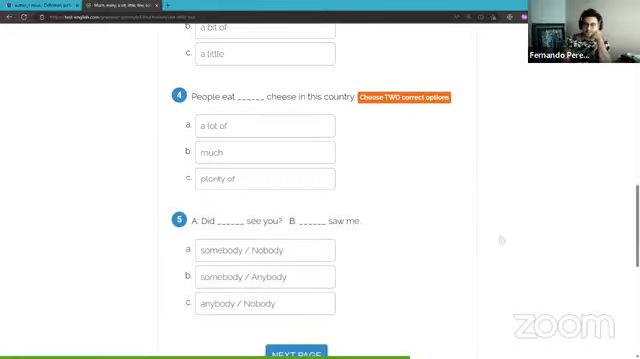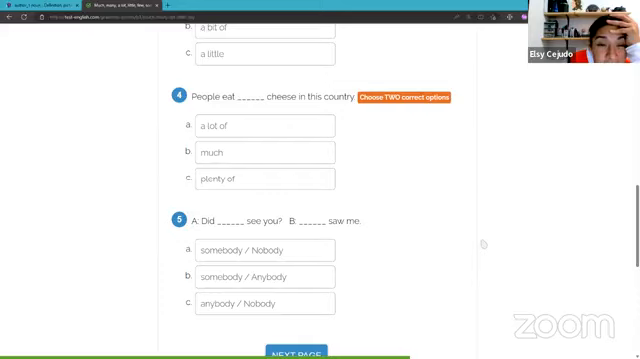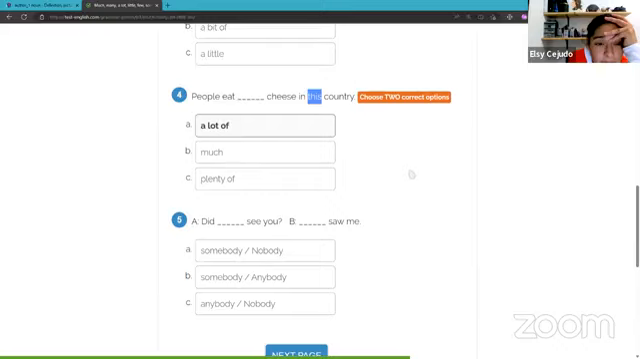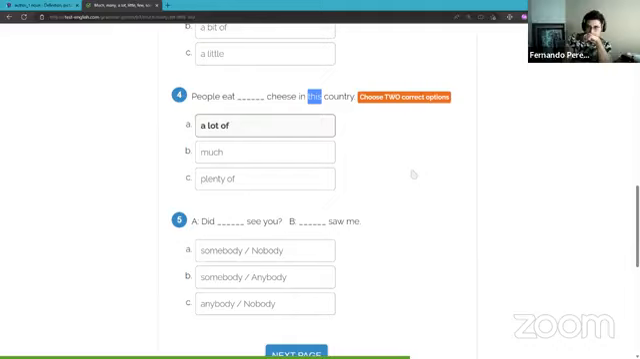People eat a lot of cheese in this country. You are correct. People eat much cheese in this country. I have a question because cheese is uncountable, but plenty of is possible too. Teacher, not much is for actions.